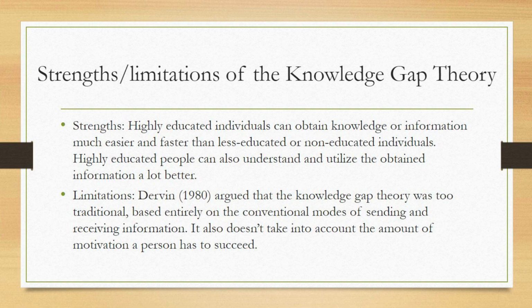The limitations of this theory are that Dervin, 1980, argued that the knowledge gap theory was too traditional, based entirely on the conventional modes of sending and receiving information. Additionally, this theory does not take into account the amount of motivation a person has to succeed. In other words, you would have to remove the motivation variable in order to study or prove this theory.